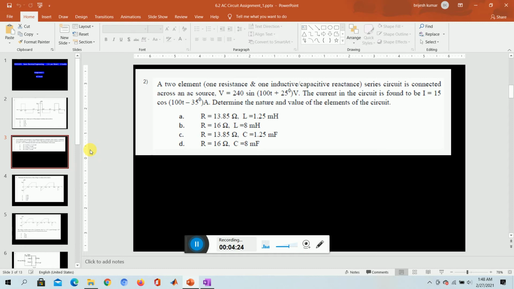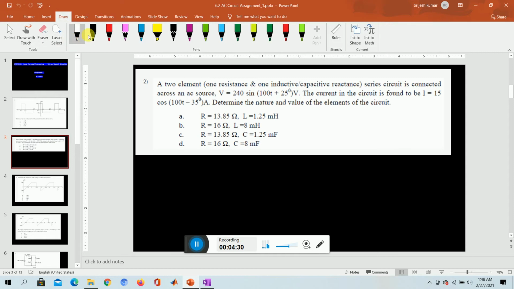So in this circuit, what the examiner asked is that you have got one resistance and the other part is not known to you. It may be an inductor or it may be a capacitor, which is in series with the resistor. That is given. The voltage source equation is given. 240 is the peak value, and the angle is 25 degree.